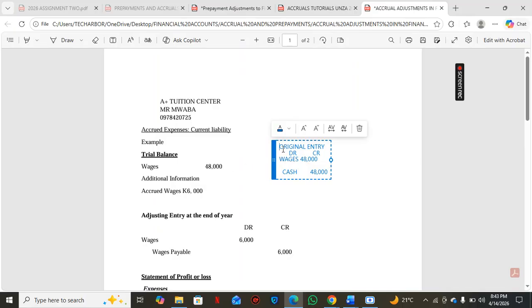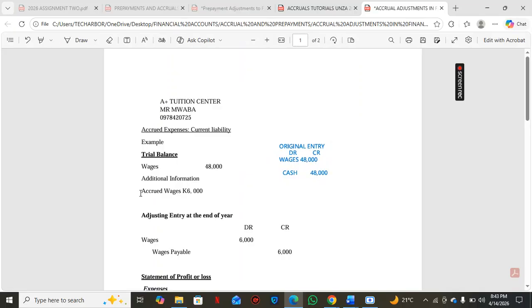Here's the original journal entry. You debit the wages expense, since these wages were paid out. Whenever you incur an expense, you debit. Since they are paid by cash, cash is an asset, a reduction in an asset, so you credit 48,000. Then you find at the end of the year there are wages still owing of 6,000. So you must include these wages, even though you haven't paid for them.